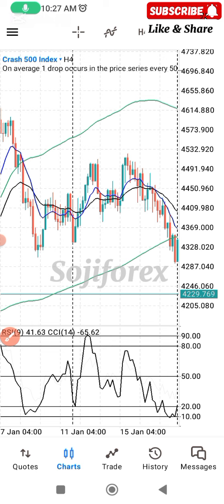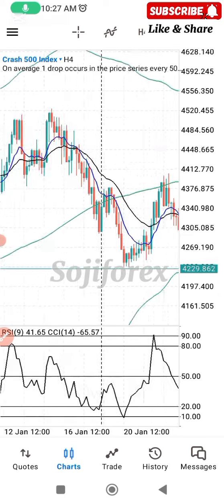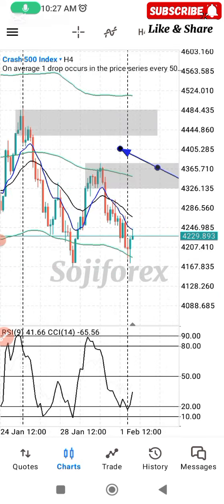If you go to your lower time frame, this zone will coincide with your RSI at the level of 90 and then the upper Bollinger Band. Remember, you are marking the zone. You are not just trading in isolation.